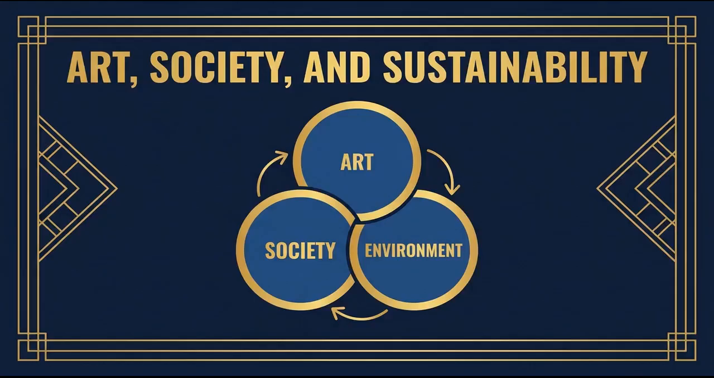Lesson 4: Art, Society, and Sustainability. In our final lesson, we will explore how art connects with society and how human systems interact with the environment. Art does not exist in a vacuum. It intersects closely with morality by raising ethical questions, depicting moral dilemmas, and shaping values. Works of art can celebrate virtues or expose injustice, inviting judgment and reflection.